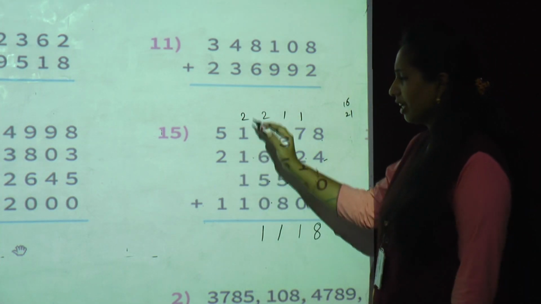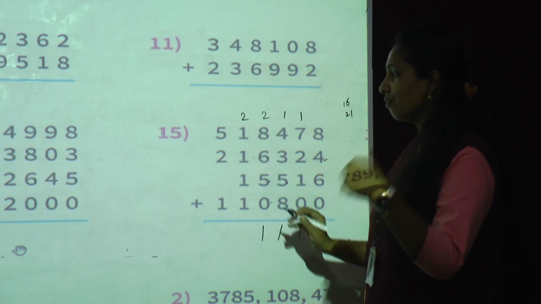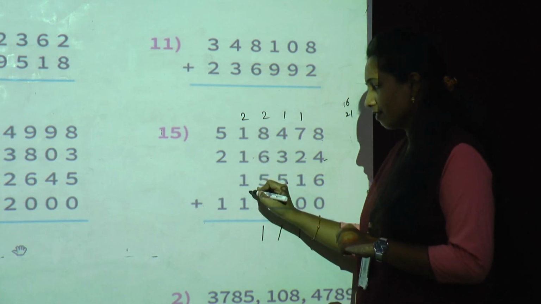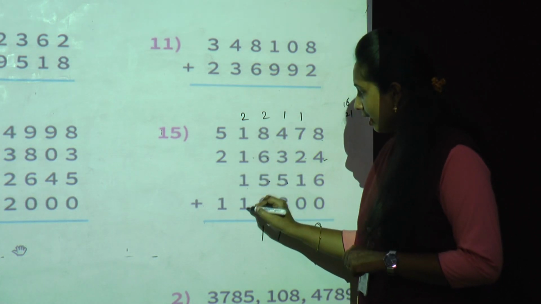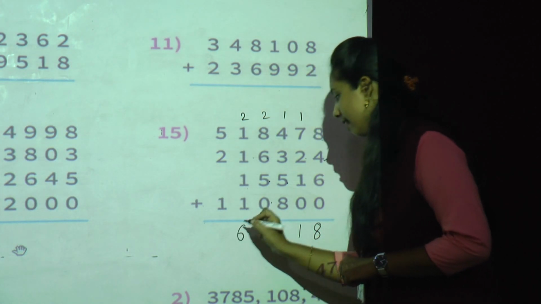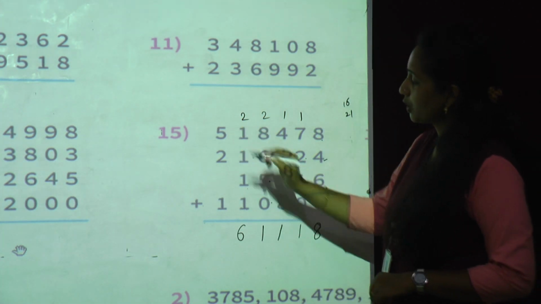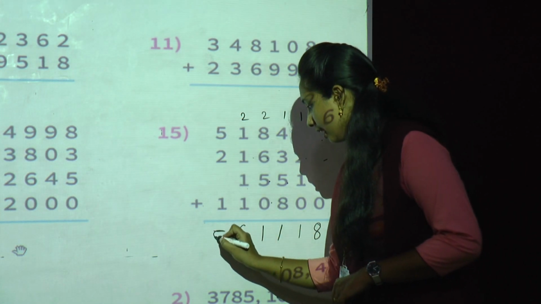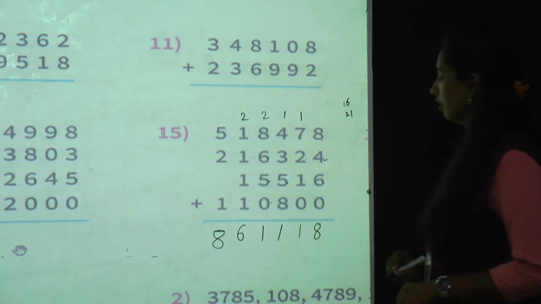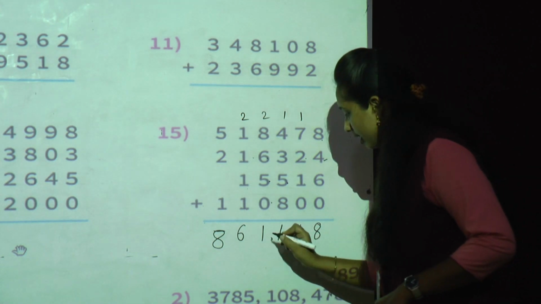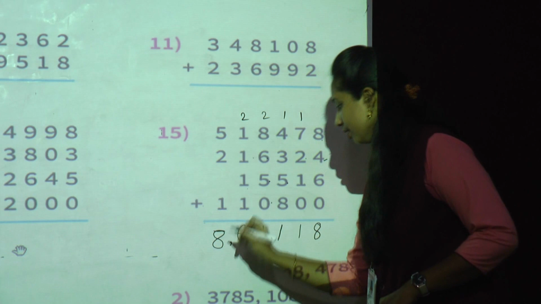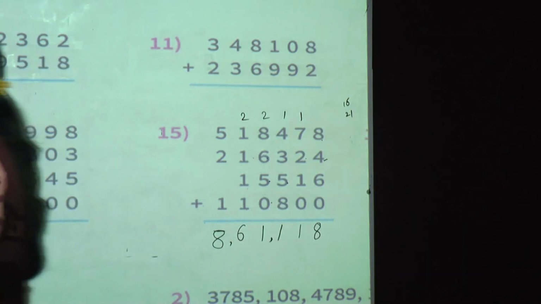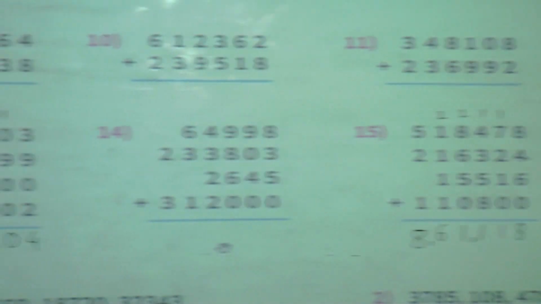Now we will add this. Very small numbers are there, no need to keep on fingers. 2 plus 1, 3. 3 plus 1, 4. 4 plus 1, 5. 5 plus 1, 6. So write 6 as it is. Now 5 plus 2, 7. 7 plus 1, 8. Got it? Give comma after 3 digit, after 2 digit. The answer is 8,61,118. Understood?